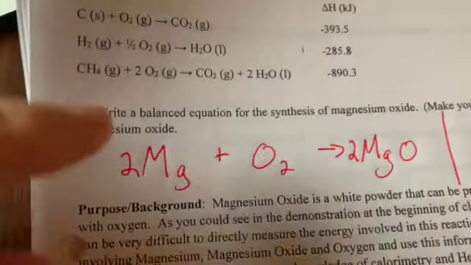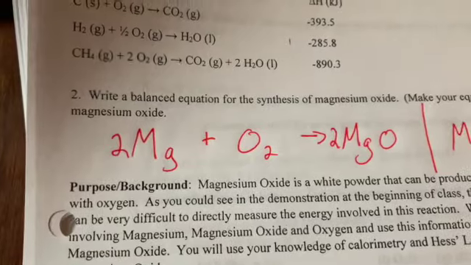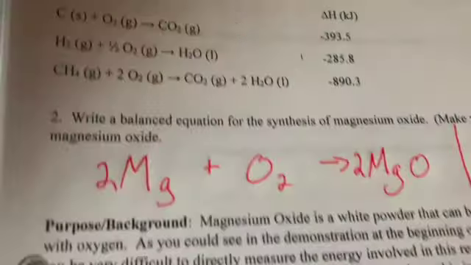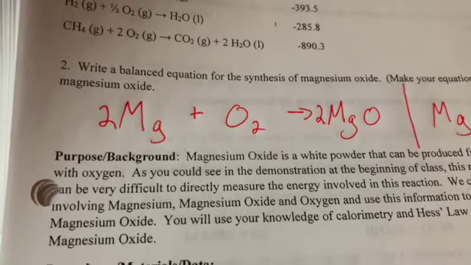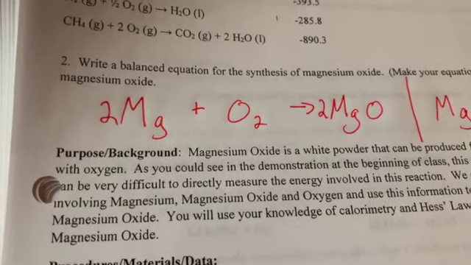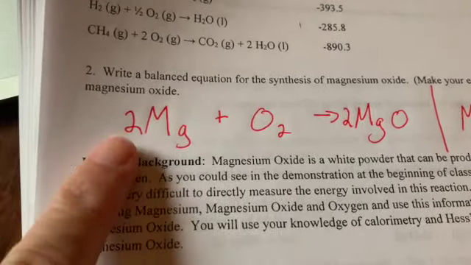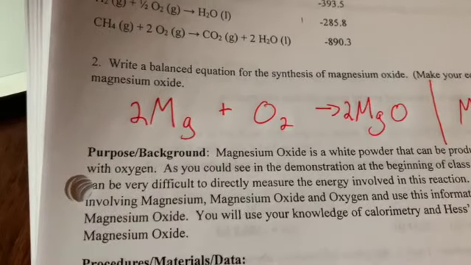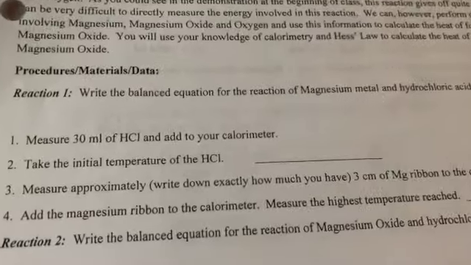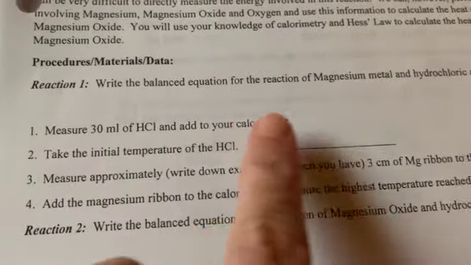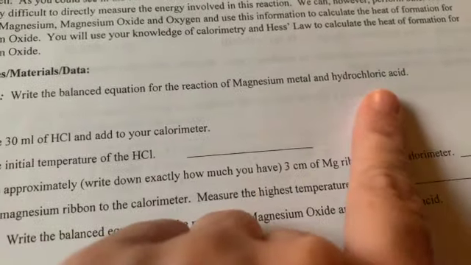So you're going to watch Maurice do this reaction, and you're going to see that it produces a huge amount of light. It is an exothermic reaction, but it's really hard for us to determine how much energy that is. So instead of using this reaction directly, we're going to do 2 other reactions, and that's what you're going to watch him do. All right, and reaction 1 is going to be between magnesium metal and hydrochloric acid.